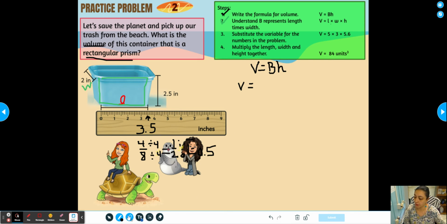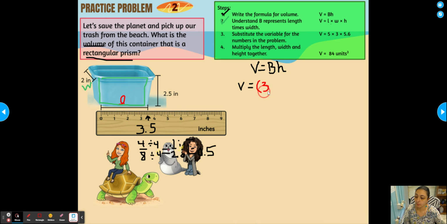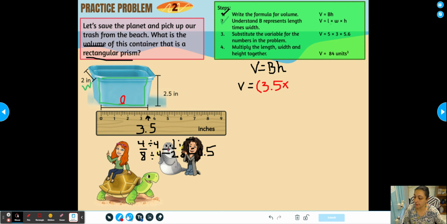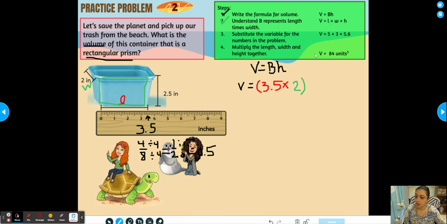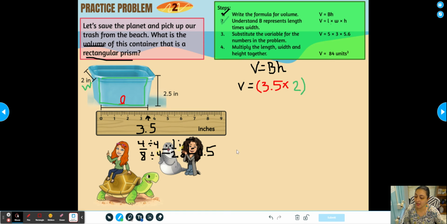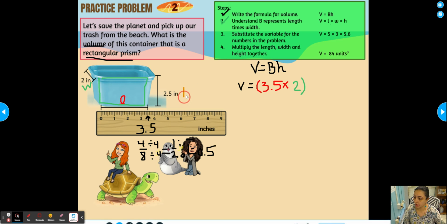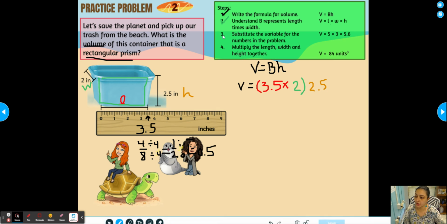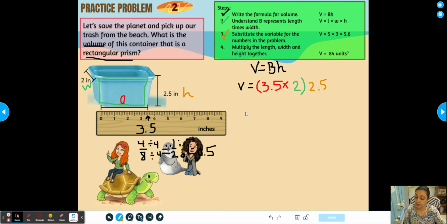All right, so let's go through and fill in and substitute our values. So the length is 3.5, and our width is 2 inches, as shown in the problem. And then our last part right here, H, which is height, is right over here, 2.5 or 2 5/10. And now we've substituted the variables for the numbers in the problem. Now we need to go through and solve.